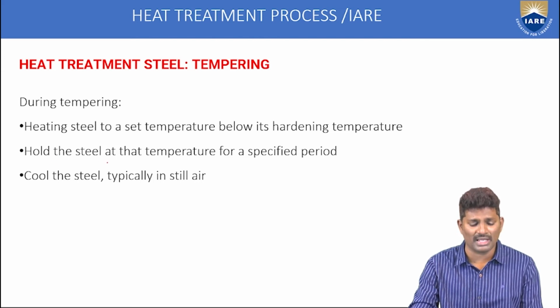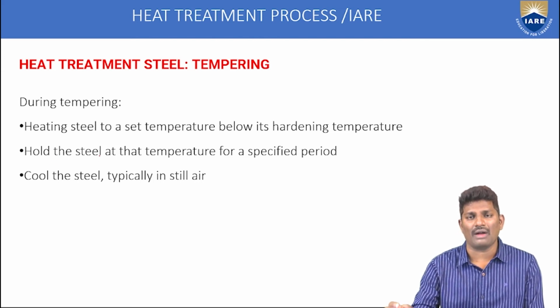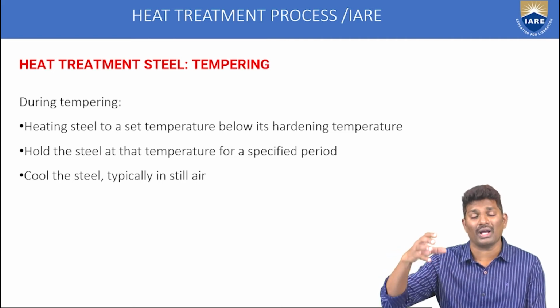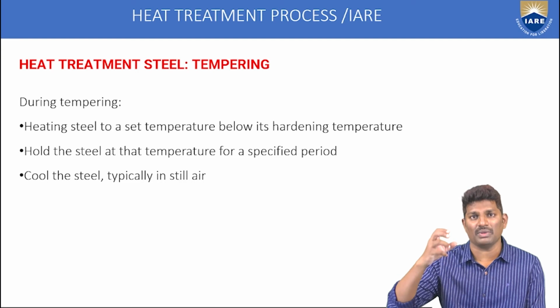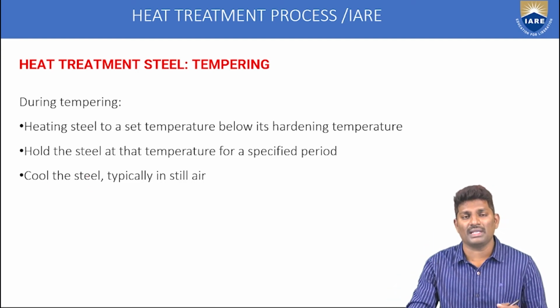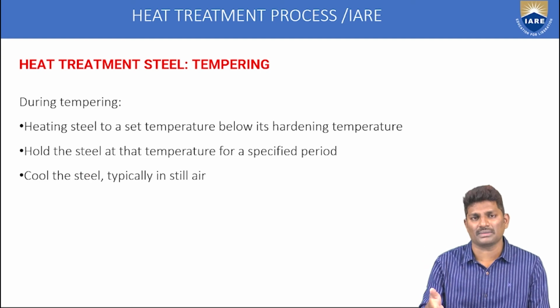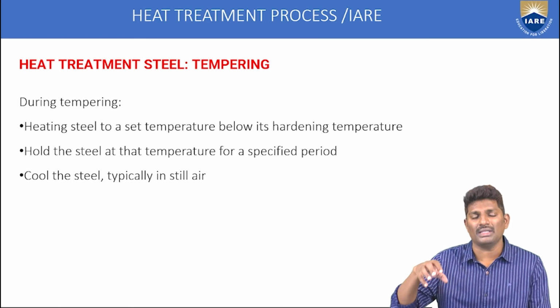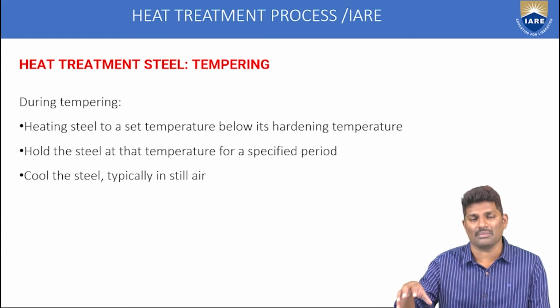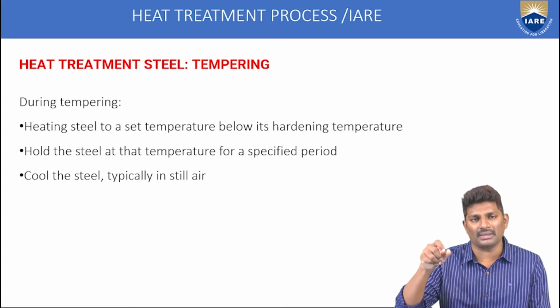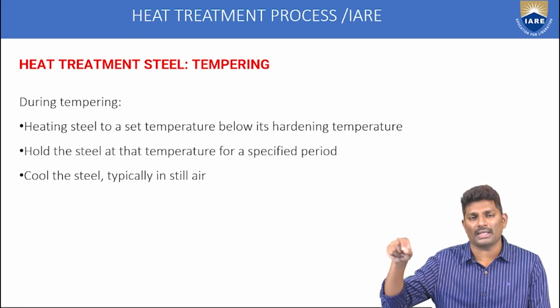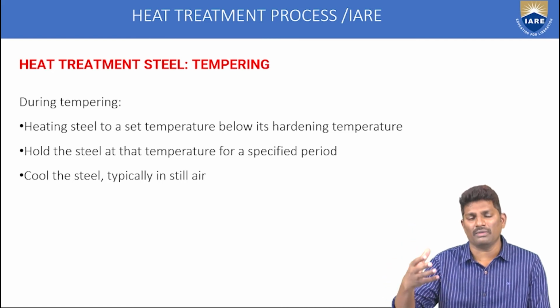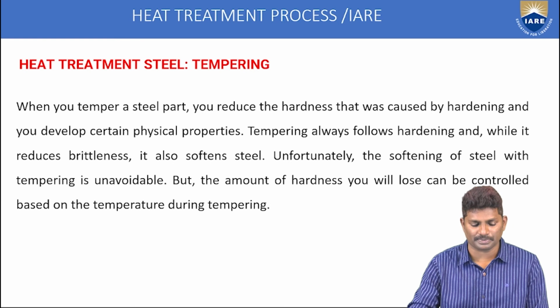And after that, hold the steel at that temperature for a specific time. After reaching below the hardening temperature, you have to hold that material for a specific time period. After that, cool the steel, typically in still air. So if you do all these stages during the process of tempering, you can remove all the internal stresses inherent in the body. First, heat the steel to a temperature below the hardening temperature, maintain it for a specific period of time, and then allow the system to cool in air. These are the steps you have to follow in the tempering heat treatment process.